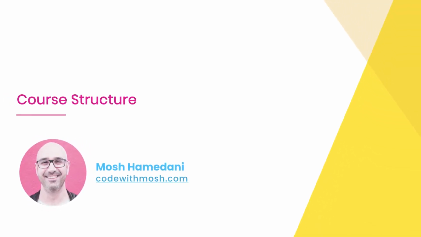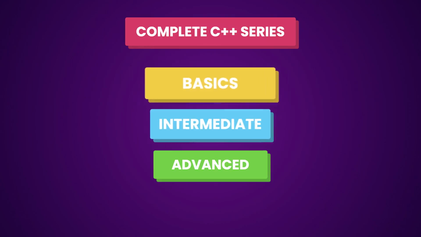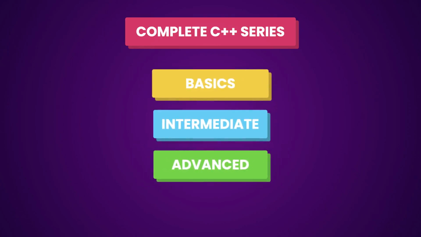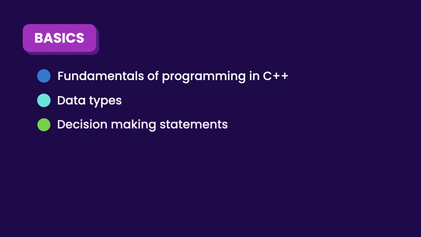Now, let me give you a quick overview of how I've structured this course so you can get the most out of it. This course is the first part of my complete C++ series. Each part is about 3 to 4 hours long, so you can easily complete it in a day or two. In the first part, which is the one you're watching, we explore the basics. In this part, you will learn the fundamentals of programming in C++, data types, decision-making statements, loops, and functions.